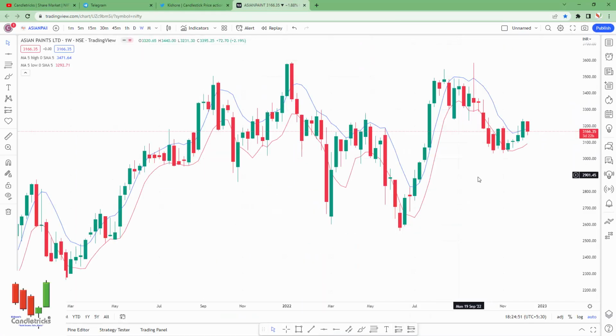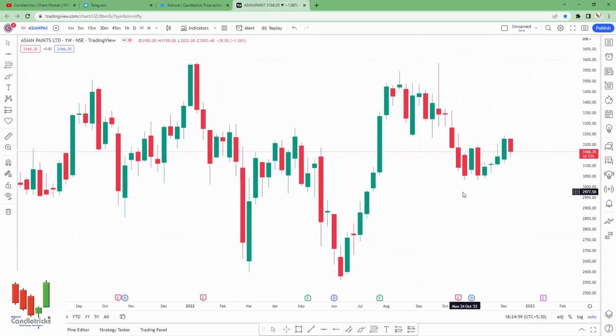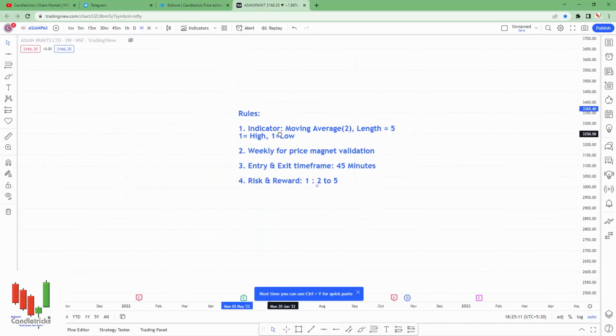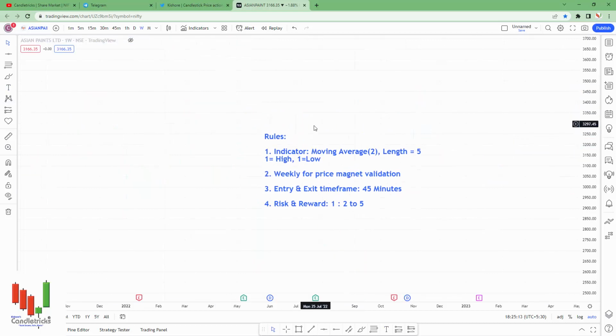Okay, now let me share the idea about this concept. So first of all, removing the existing indicators, and this is actually a weekly time frame chart. So let me tell you the rules first. These are the rules we need to use for the strategy. First of all, the indicator we need to use is moving average. Two indicators we need to use.